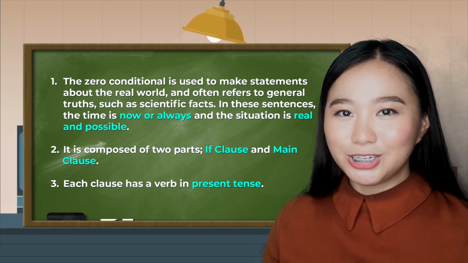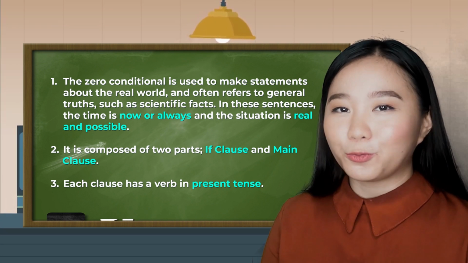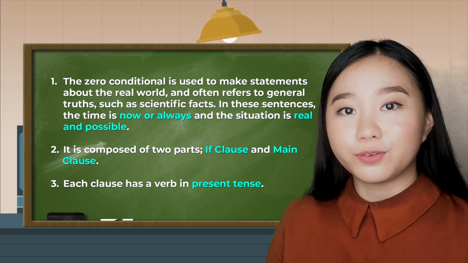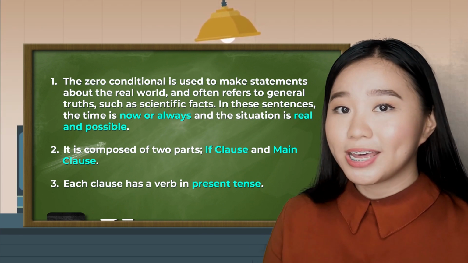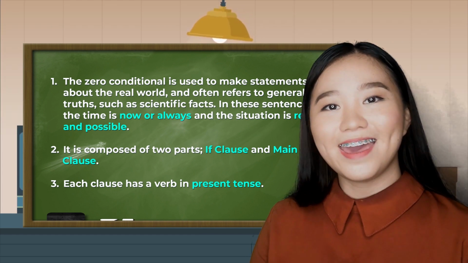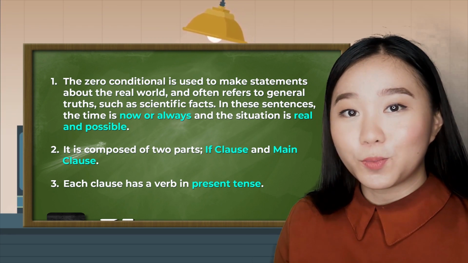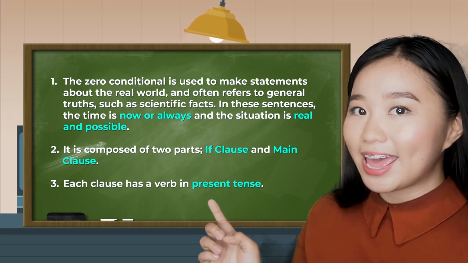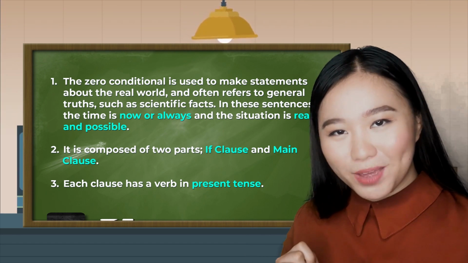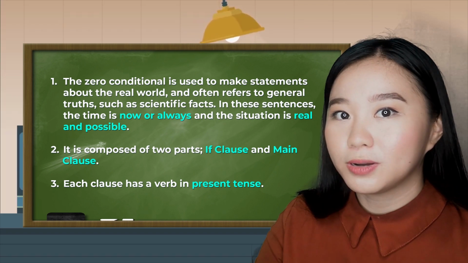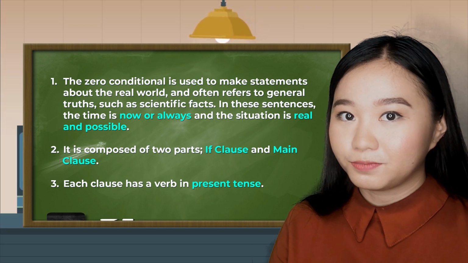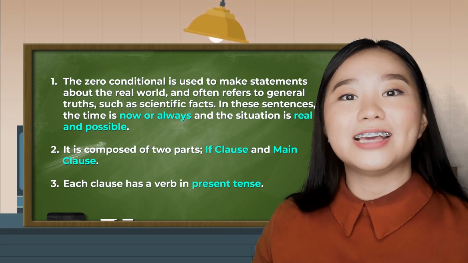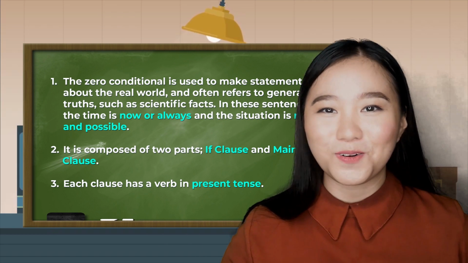To sum up our lesson for today, remember that the zero conditional is used to make statements about the real world. Often refers to general truths such as scientific facts. The time is now or always, and the situation is real and possible. Next, it is composed of two parts, the if clause and, yes, you're right, the main clause. And my question is, what tenses should the verbs be in? You are right. They should both be in present simple tense.